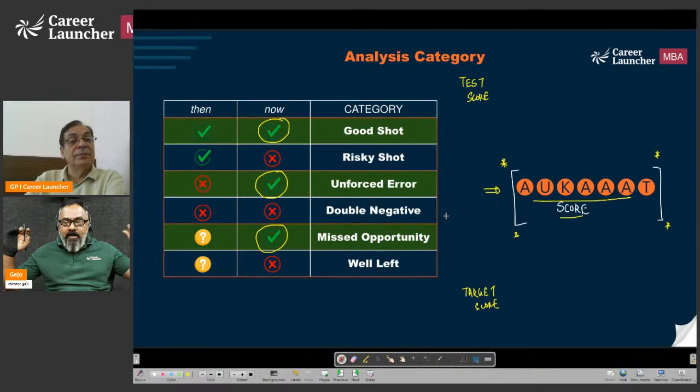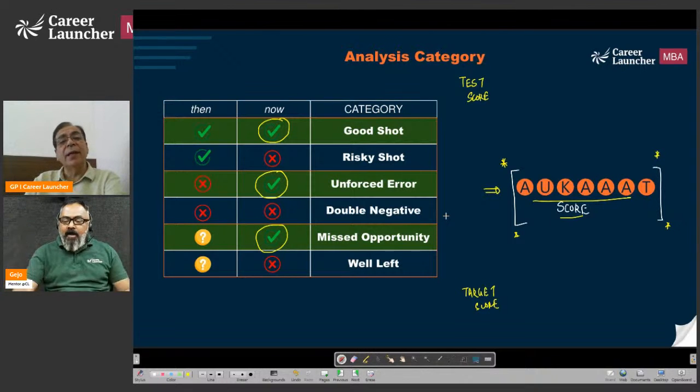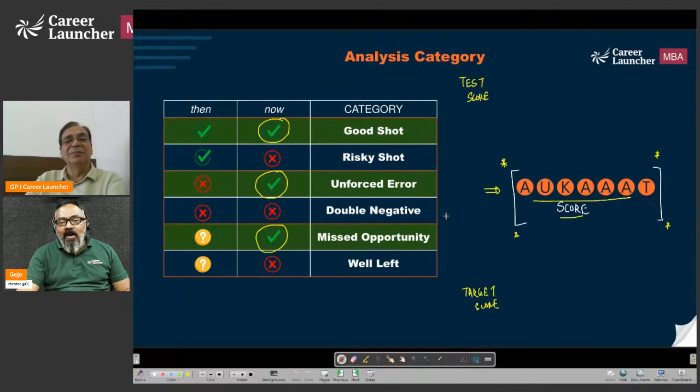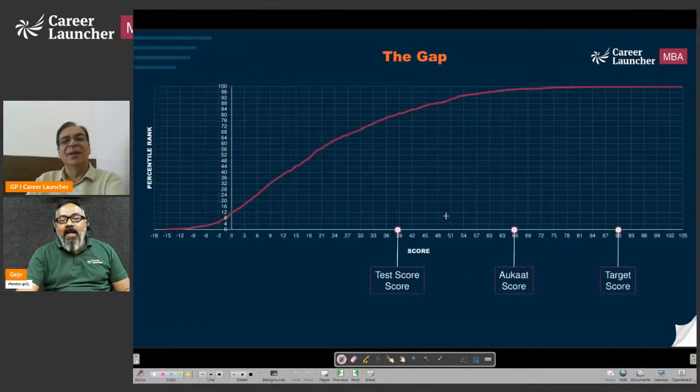Okay, anything you want to add here, GP? No, I think we've covered everything, so we can move on. इसमें कि basically औकात समझ लो तुम्हारी क्या है. Okay. And then I need to understand the gap.